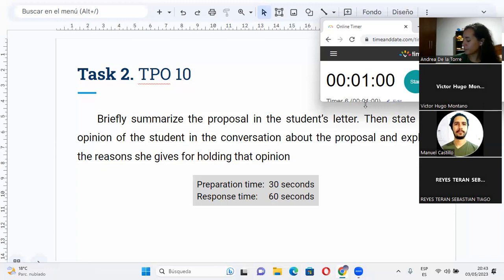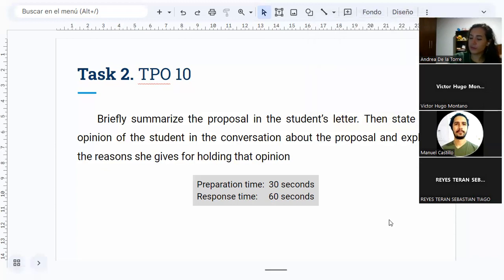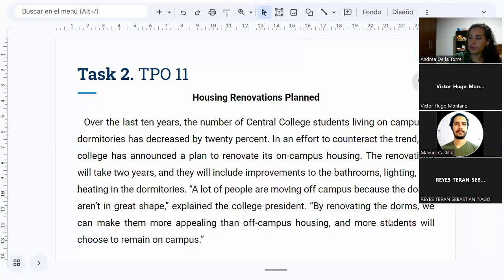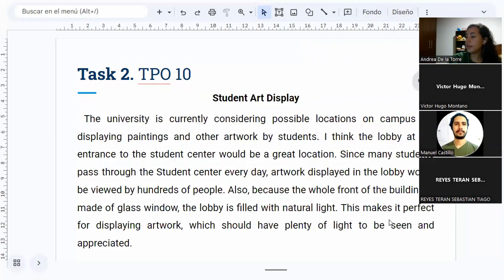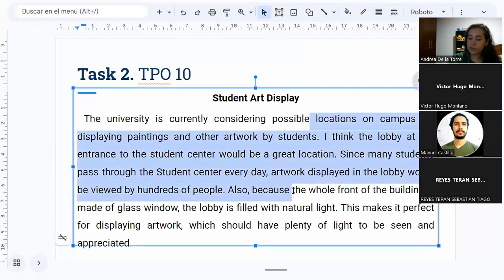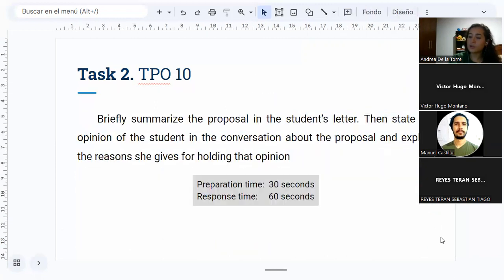Okay, Manuel? Okay, guys, any questions so far? Nope. Right? Then again, in this case, it was a letter, a proposal from another student in the university, and you have to talk about the other student in the conversation.